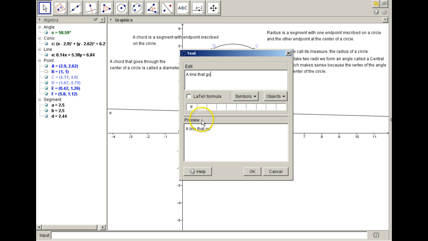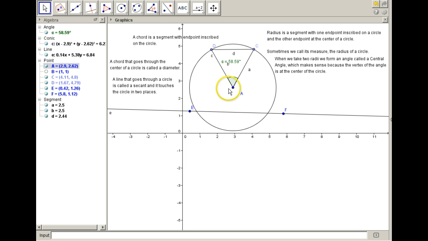A line that goes through a circle is called a secant. And it touches the circle in two places. Okay? If it's going through it, it has to have a point where it enters the circle and then travels within the circle, then a point where it exits the circle. So that's a secant. Okay, so a chord is a segment that would be part of a line that we call a secant.